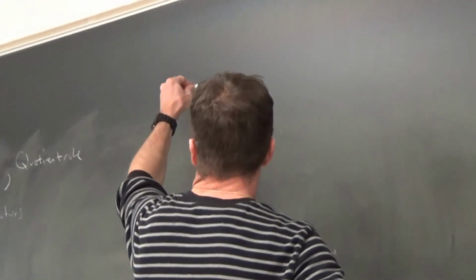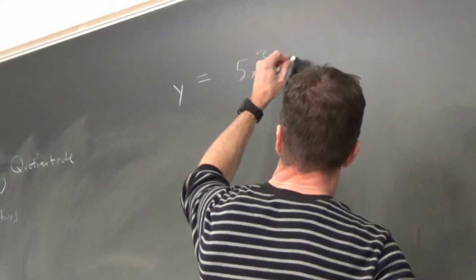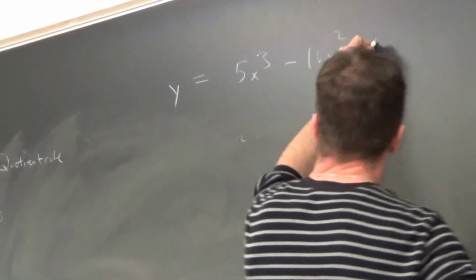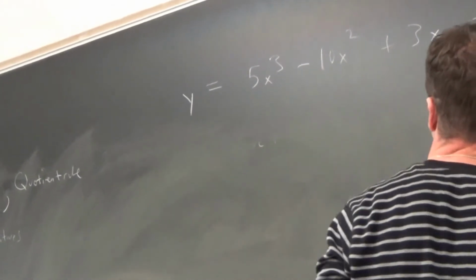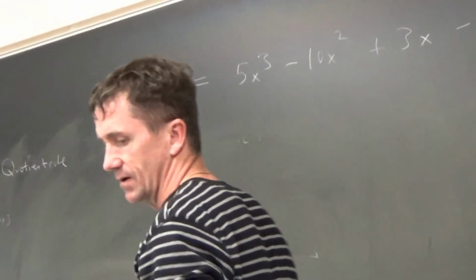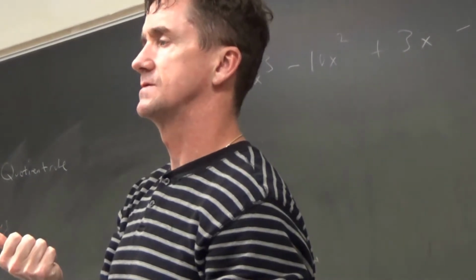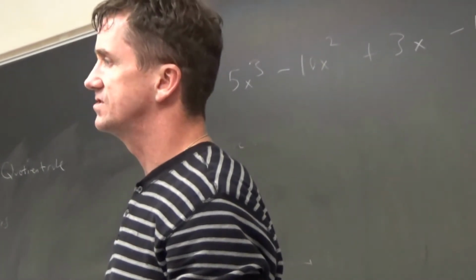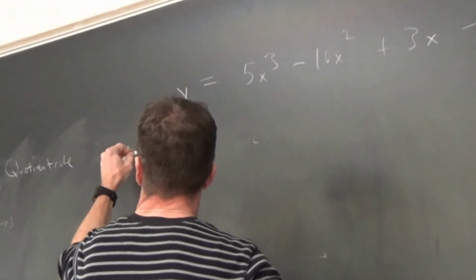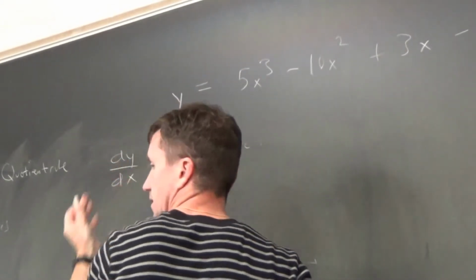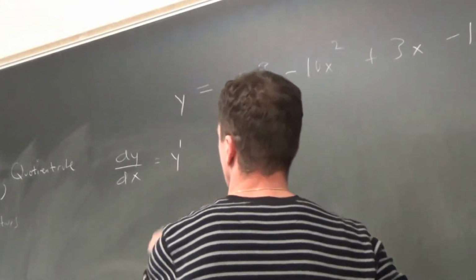So let's start with your basic, easy one. y equals 5x cubed minus 10x squared plus 3x minus 14. Find the derivative of the function, which we know deals with slope and instantaneous rate of change, right? What are the symbols for derivative? dy/dx, then y prime. dy/dx is one, good. This is y prime. You can write f prime.